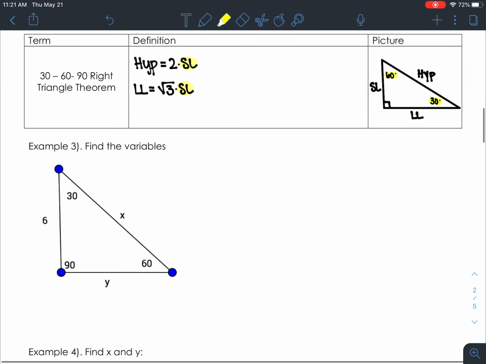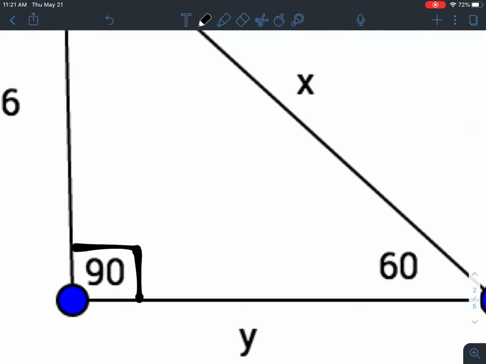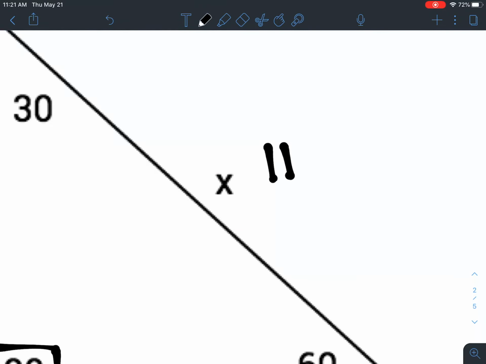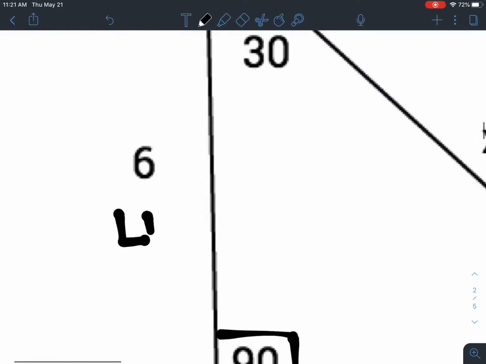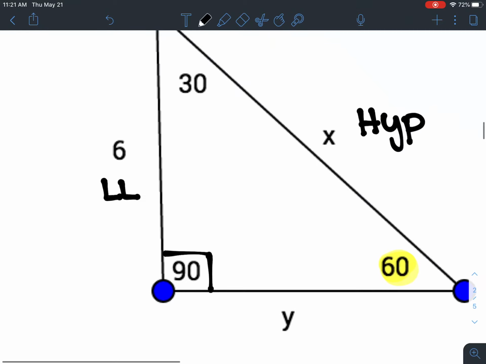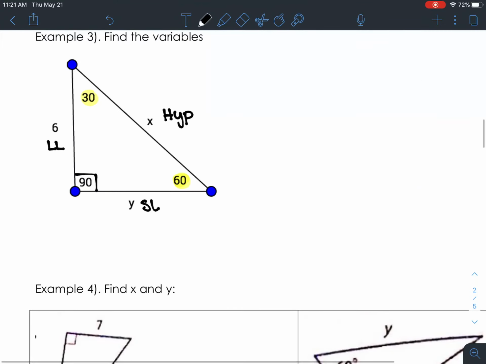Okay, so let's take a look at this example. It says to find all the variables. We have here a right angle, which means that x has to be our hypotenuse. We have our 60 degrees here, which means that our 6 has to be our long leg because it's across from the 60 degrees. And then we have our 30 degrees here, which means that the y has to be our short leg. So it's not helpful in this one because we don't have our short leg, so we can't just plug in.